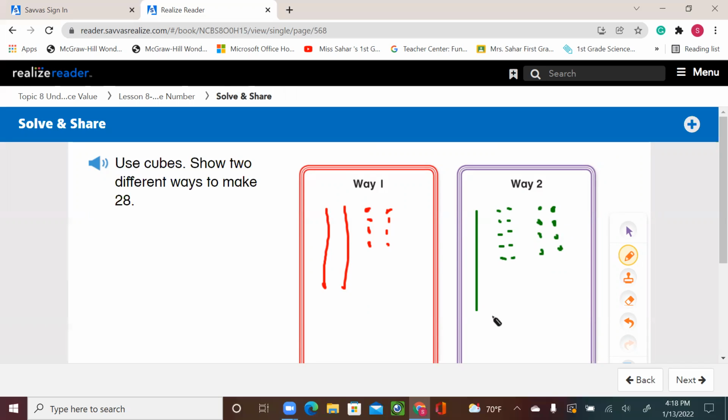All right, so 10, 11, 12, 13, 14, 15, 16, 17, 18, 19, 20, 21, 22, 23, 24, 25, 26, 27, 28. So I break it apart different ways, and I still have the same number, 28. All right, first graders, I'll leave you with the rest of the activity in your book, page 347 and 348. Have fun. Thank you.